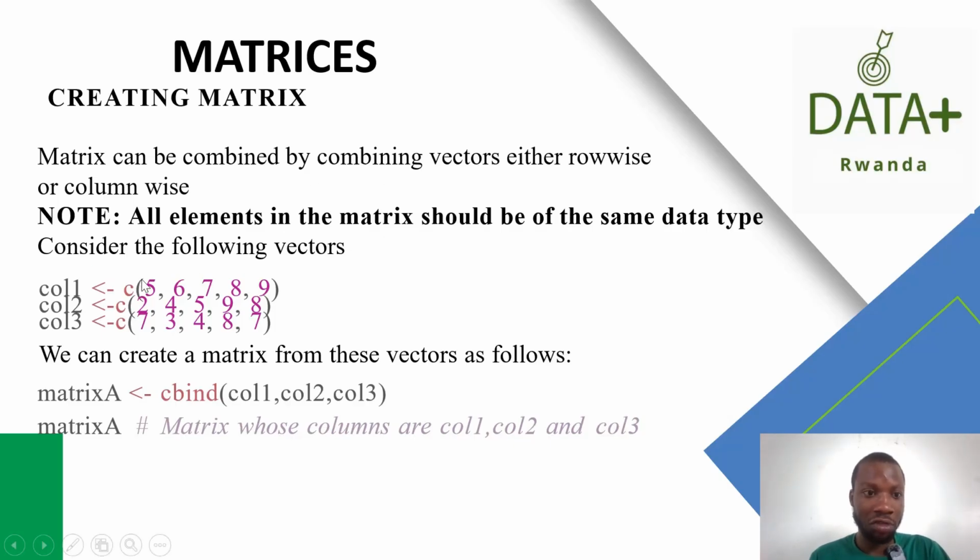Interestingly, it means that when we are creating matrices, we are normally based on vectors, where we combine vectors that have the same data type and also the same length. I want you to understand this. If we are creating matrices, we are making combinations of vectors that have the same data type and the same length.